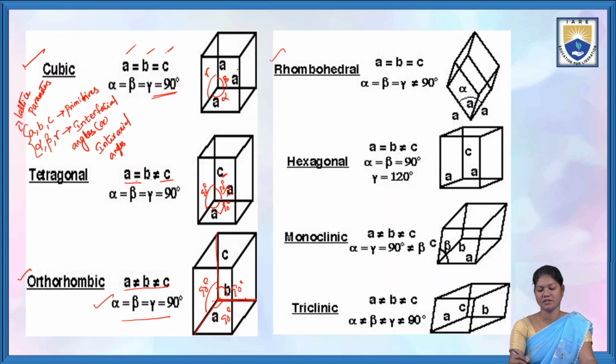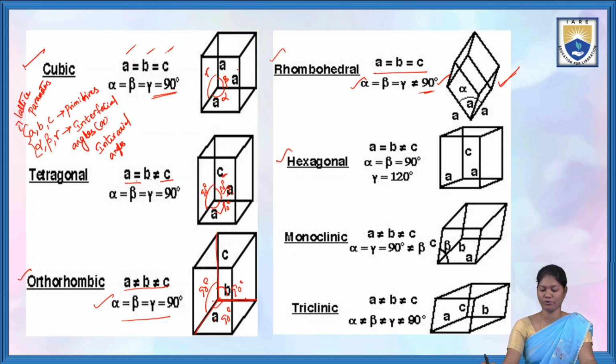Next, rhombohedral. In this rhombohedral, the dimensions A, B, C are all the same. So A is equal to B is equal to C. And the interfacial angles alpha is equal to beta is equal to gamma, which is not equal to 90 degrees. You can clearly understand this by observing the picture.